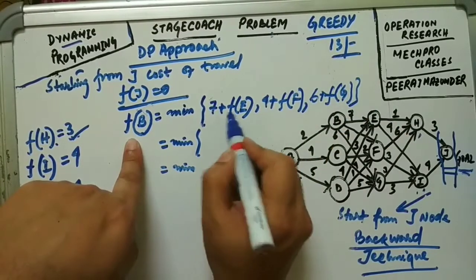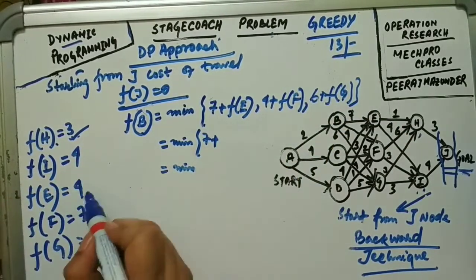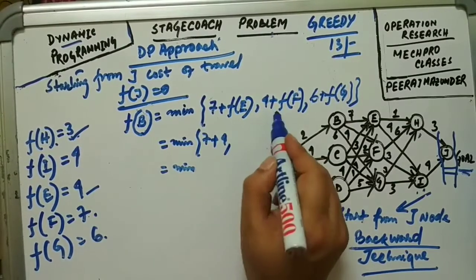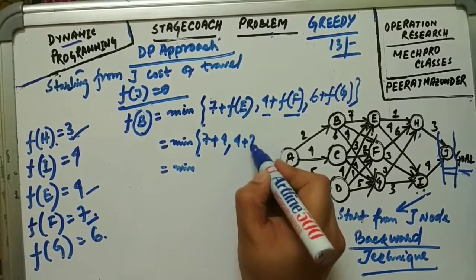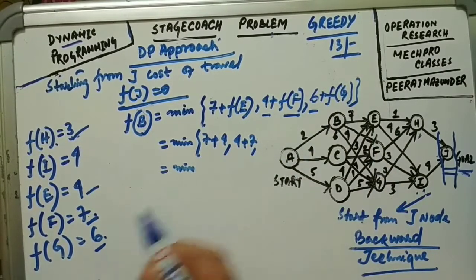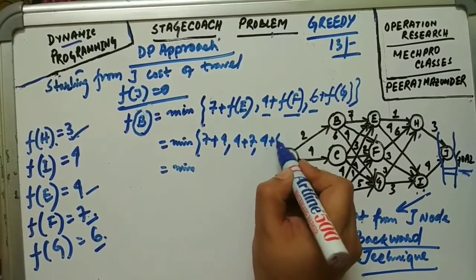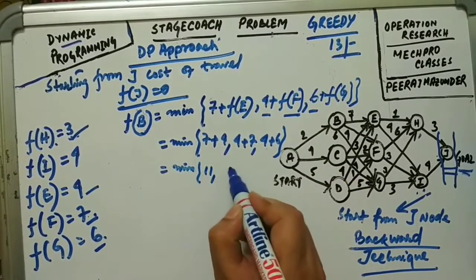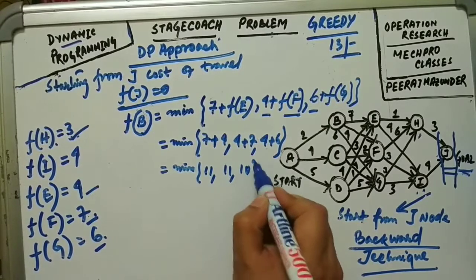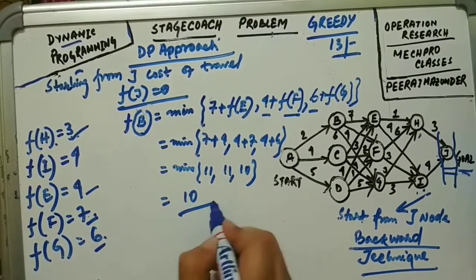So this one, 7 plus f of E, 4 plus f of F, that is 7, 4 plus 7, and 6 plus f of G, that is 4 plus 6, or 6 plus 4, whatever you can write. So it will give 11 and 10. So you can write 10.